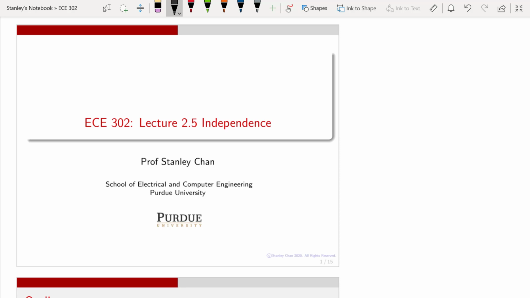Today we're going to learn about a very important concept in modern data analysis and machine learning. This notion of independence plays an extremely important role because if the variables in your data set are dependent, then the analysis will be extremely difficult. However, if the variables in your data set are independent, your analysis will be substantially simplified.